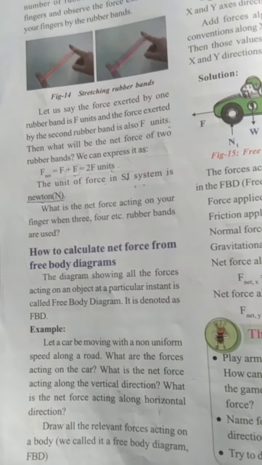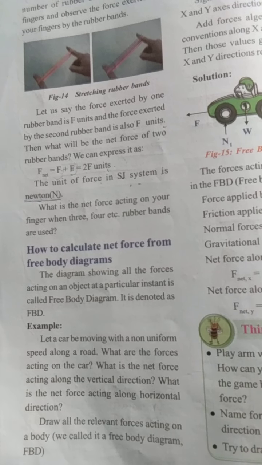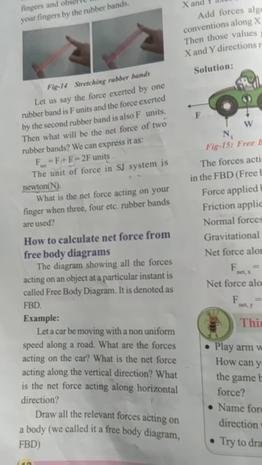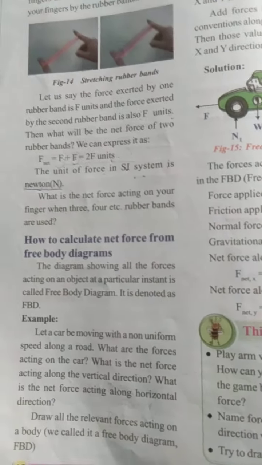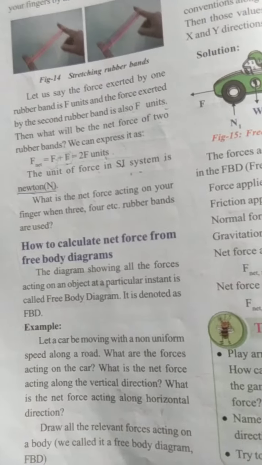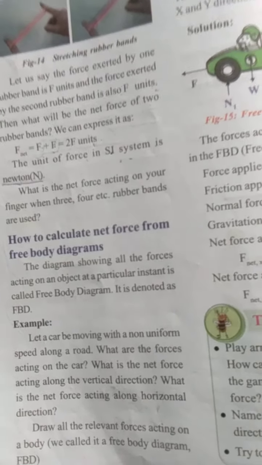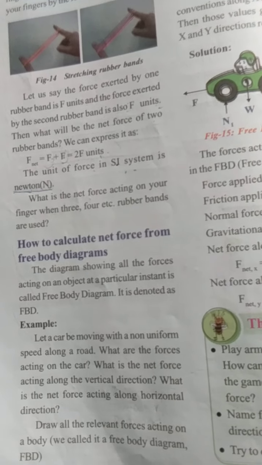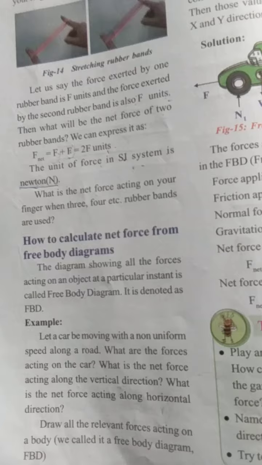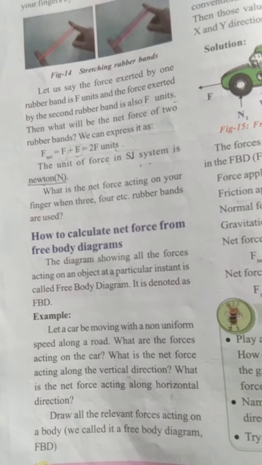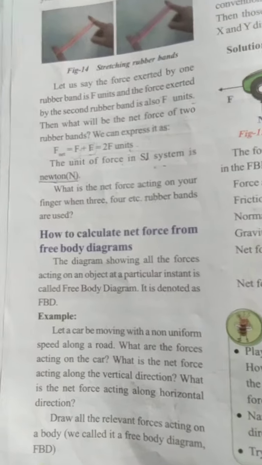See, let a car be moving with a non-uniform speed along a road. What happened? A car is moving with a non-uniform speed on the road. What are the forces acting on the car? What is the net force acting along the vertical direction? What is the net force acting along the horizontal direction? Now we'll see what are the forces acting on a body.